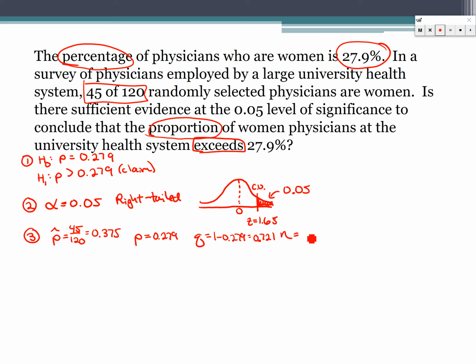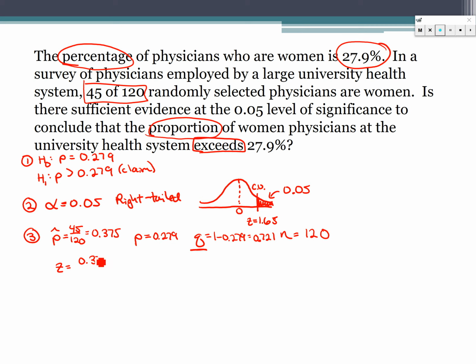And then n is our sample size, which we have 120 physicians that were selected. Again, I just like to make the list. You wouldn't have to. All this information I pulled straight from the question, with the exception of q. I had to do 1 minus p to get that. q is not right in the question. So now let's go ahead and substitute in.